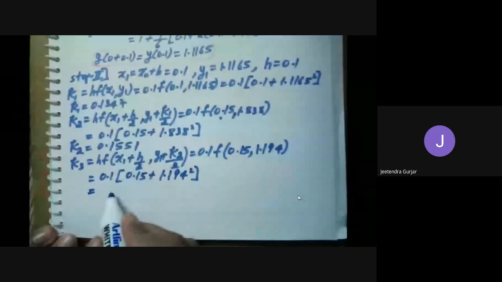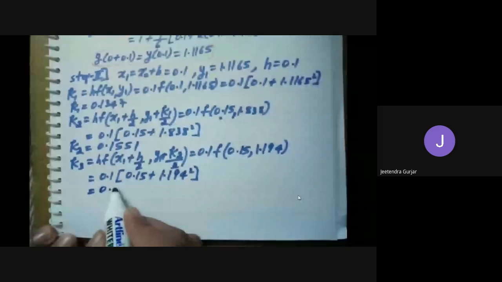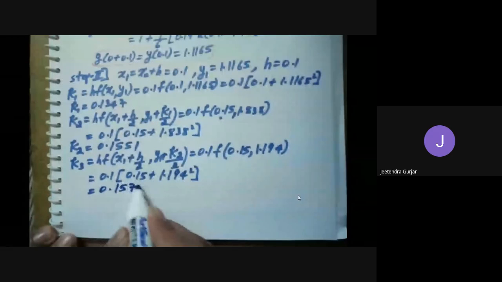Sir, you're not audible. Your voice is breaking again. Yes, K3 value you are going to get here is 0.1576. It is visible, you can just write it down, so there is no problem. Only audio is a little bit broken.